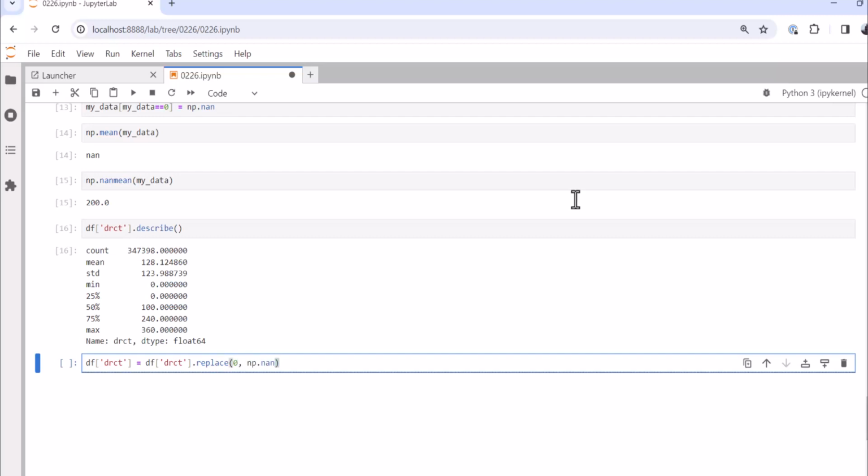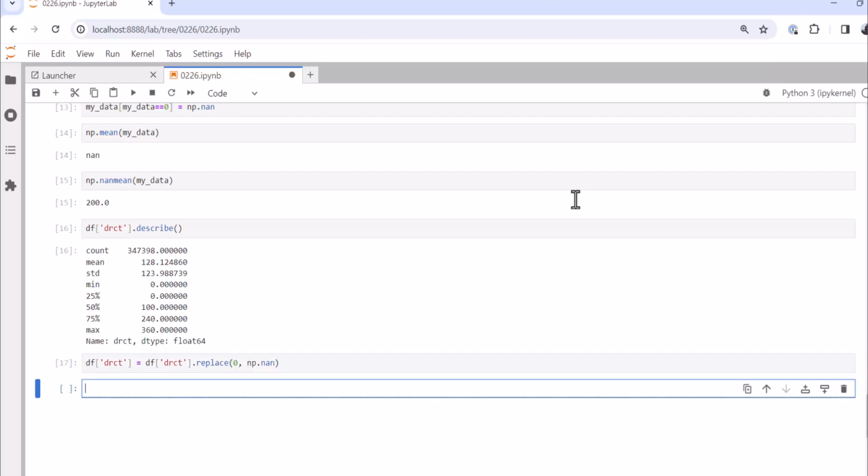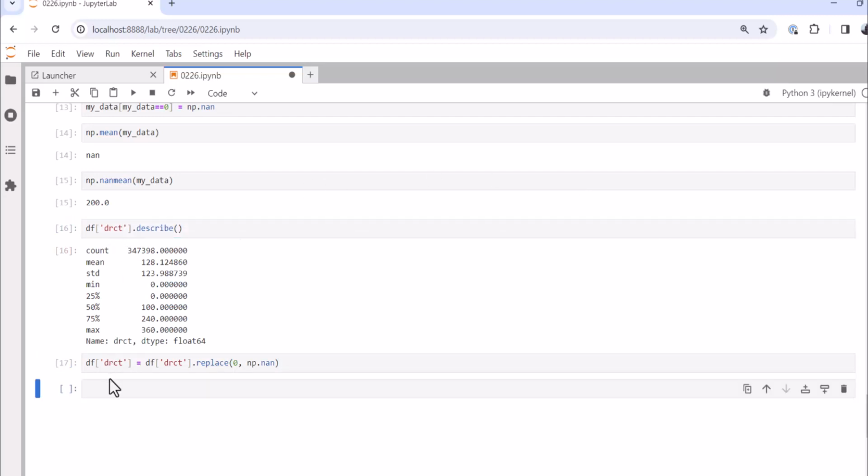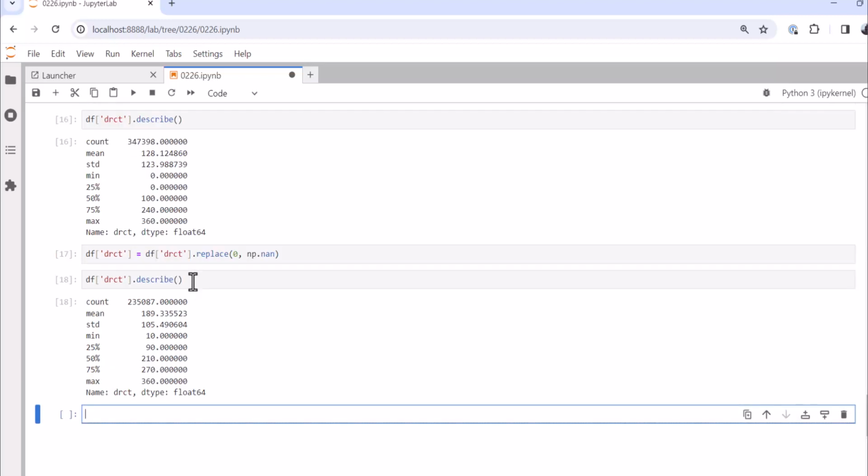Now there are some changes coming up in Pandas 3 that we'll talk about in the future, where normally I would use the in-place argument here instead of reassignment, but that is going to change in Pandas 3, and so I'm doing this to kind of future-proof this. Okay, so we've now done that operation. Let's issue describe again. Now we see we're down to 235,087 readings, and our mean direction has shifted by quite a bit. Now we're at 190 instead of around 130.